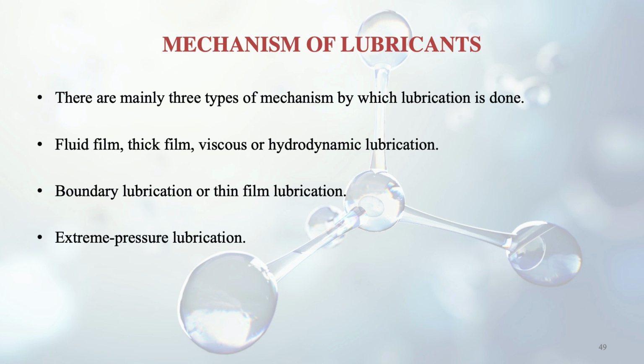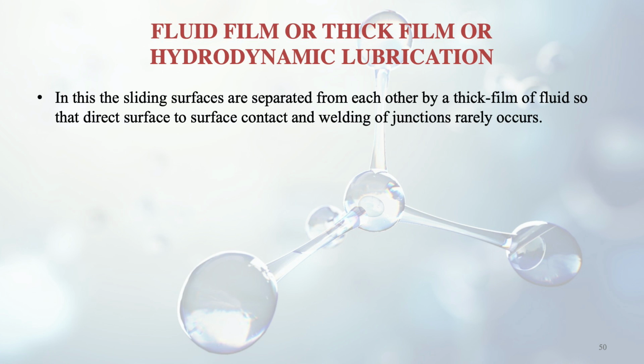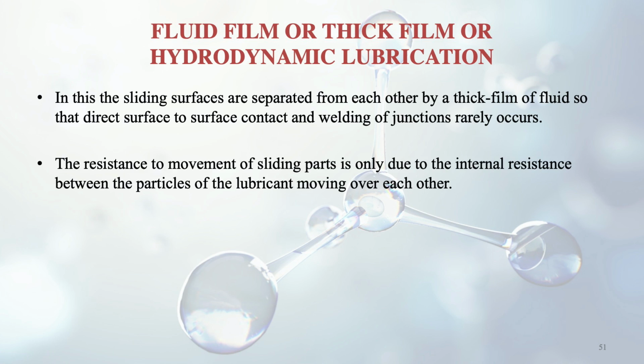So what is fluid film or thick film or hydrodynamic lubrication? In this, the sliding surfaces are separated from each other by a thick film of fluid, so that direct surface to surface contact and the welding of junctions rarely occurs. So this is the thing happening. And the resistance to movement of sliding parts is only due to the internal resistance between the particles of the lubricant moving over each other. So the resistance is not due to the rubbing of the two surfaces, but due to the particles within the lubricant only. No other kind of resistance is there.